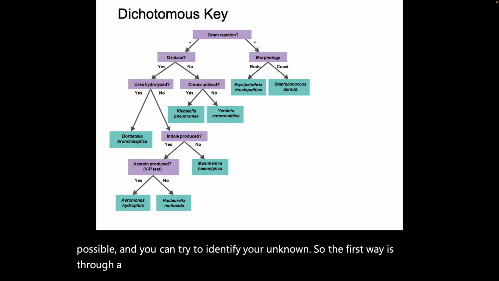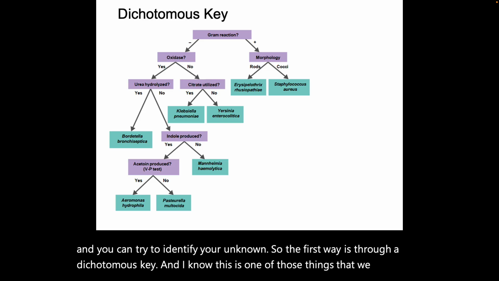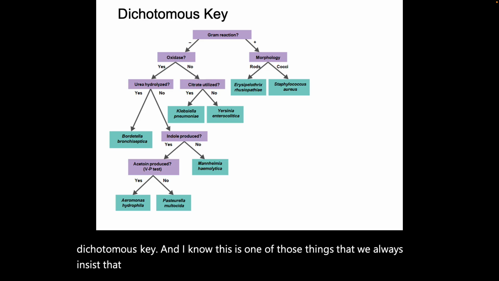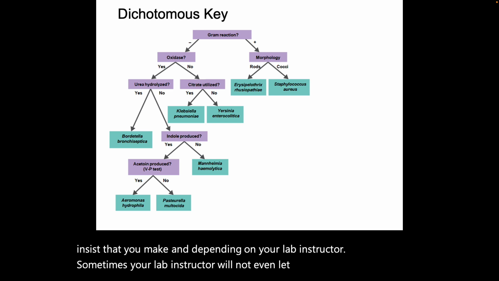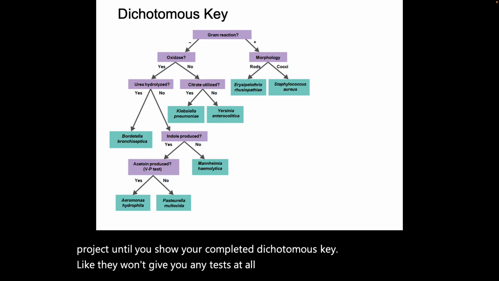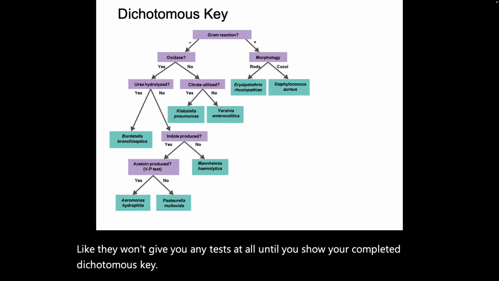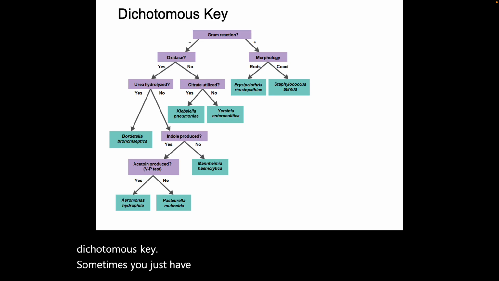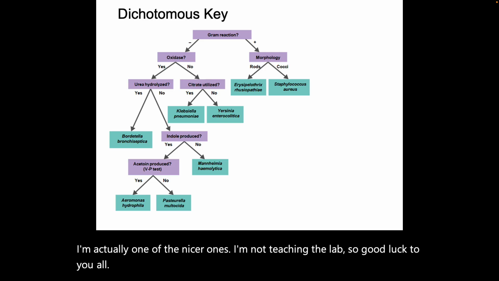And I know this is one of those things that we always insist that you make. Depending on your lab instructor, sometimes your lab instructor will not even let you start the unknown project until you show your completed dichotomous key. Like they won't give you any tests at all until you show your completed dichotomous key. Sometimes you just have to have started and maybe they'll let you have a couple. I'm actually one of the nicer ones. I'm not teaching the lab, so good luck to you all. But you come up with a dichotomous key.